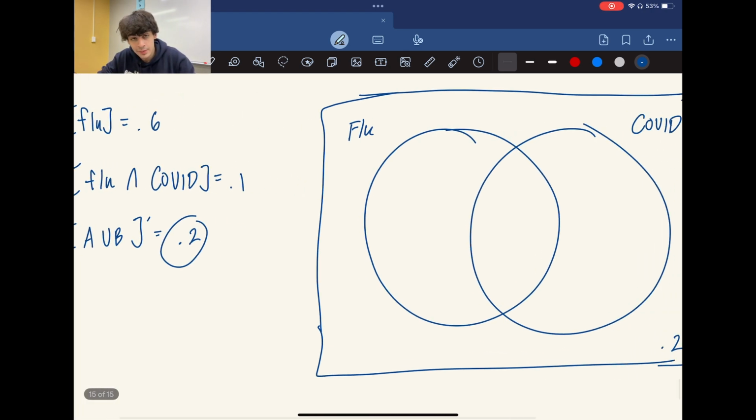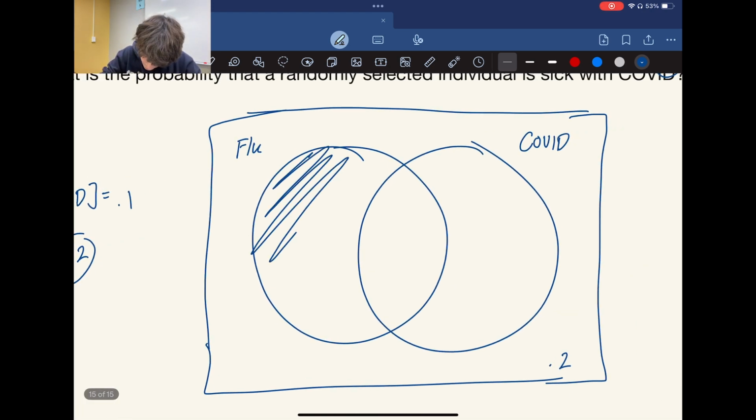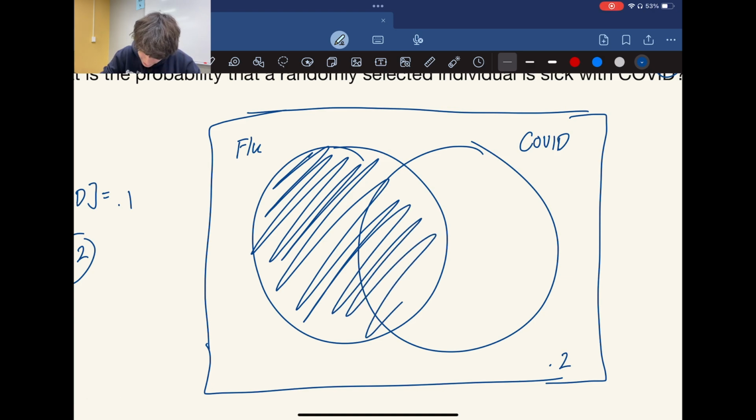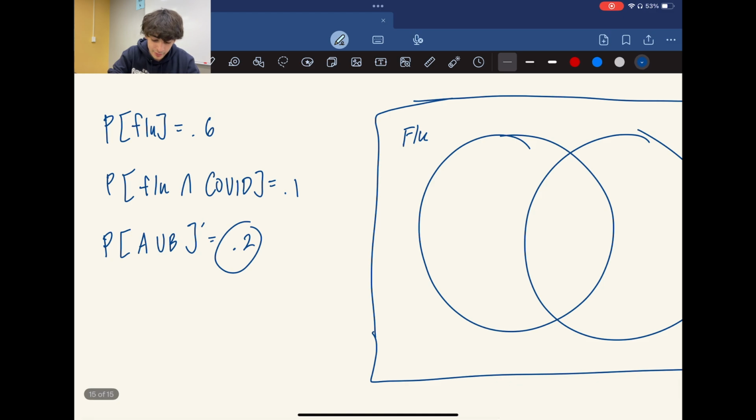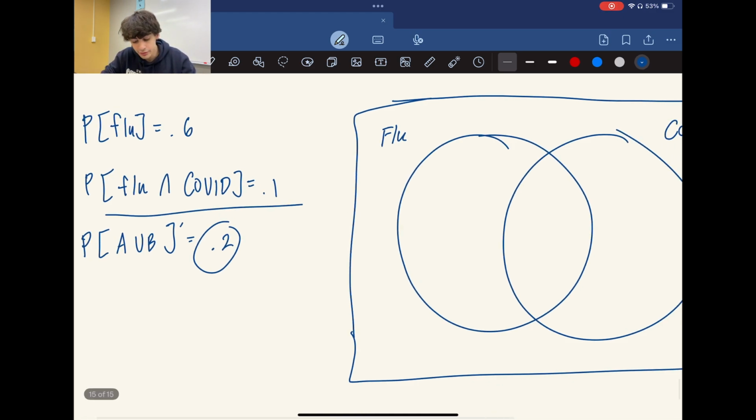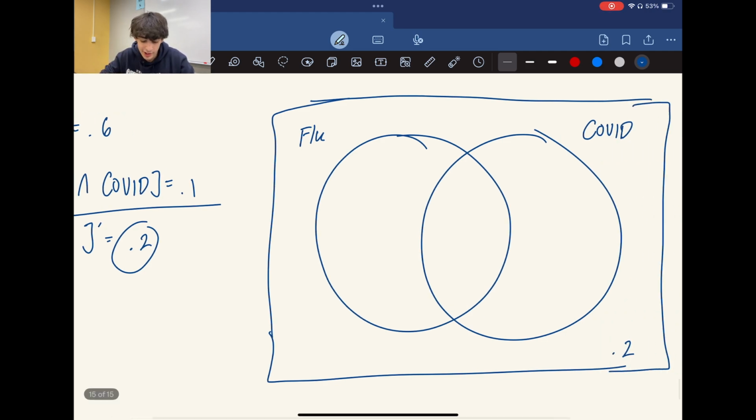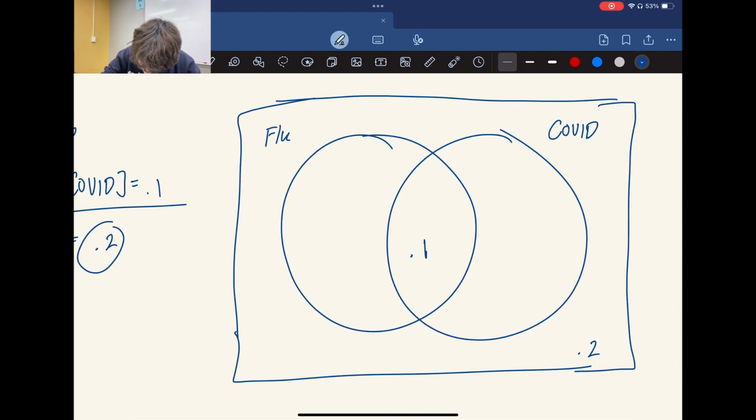Going back here, we see that the probability that someone has the flu, which is right here, is 0.6, which is good. We know what this whole circle is equivalent to. However, we don't know how it's sort of distributed between just the flu or people that have the flu and COVID. So we can't fill anything in there just yet. But this line right here, probability of flu intersection with COVID, which means people that have both diseases, is 0.1.